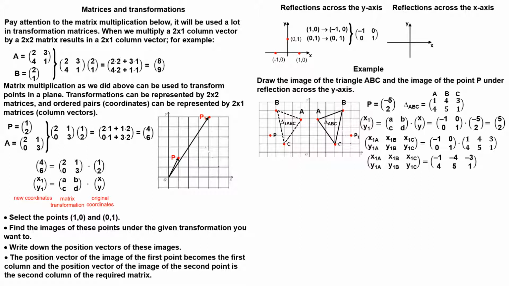Select the points (1, 0) and (0, 1). Find the image of these points under the transformation you want. Write down the position vectors of these images. The position vector of the image of the first point becomes the first column, and the position vector of the image of the second point is the second column of the required matrix. This transformation matrix creates a reflection in the x-axis. When multiplying by this matrix, the x-coordinate remains unchanged, but the y-coordinate changes sign.